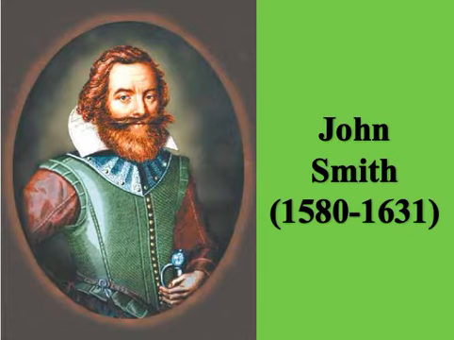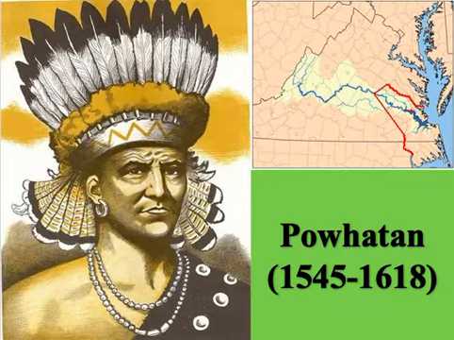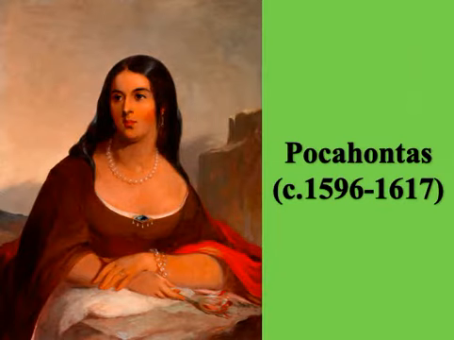Originally, settlers at Jamestown have a good relationship with the local Indians and their chief named Powhatan. Powhatan led a very large confederacy of the local tribes there, and his very famous daughter is, of course, Pocahontas.